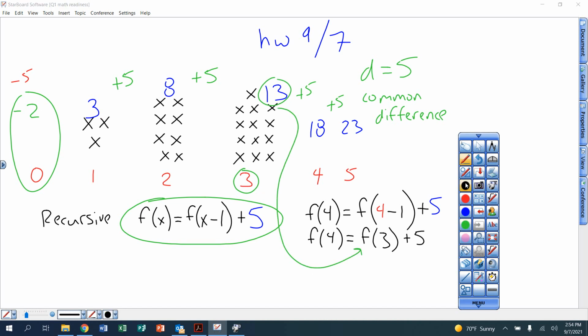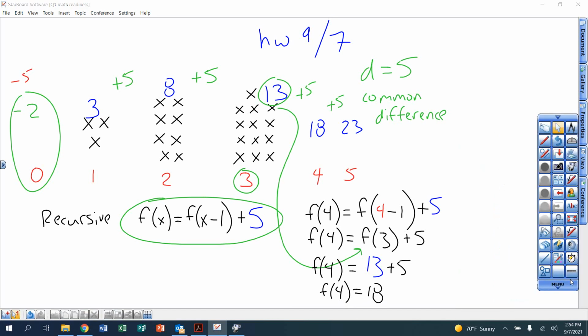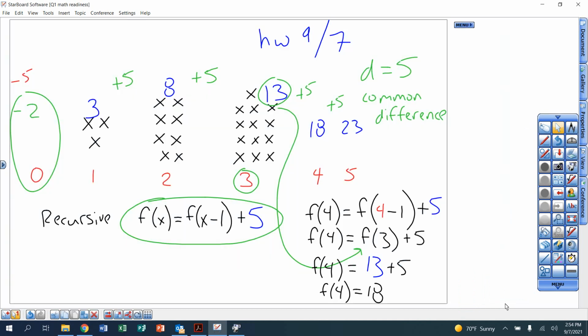So I want to find the fourth term. I replace that f of 3 with how many x's there really are, 13, and I add that 5, and that will give you full credit showing the recursive pattern, how to get 18 out of that, knowing that those are all coordinates. So recursive is used to find the one right next to each other in a pattern.